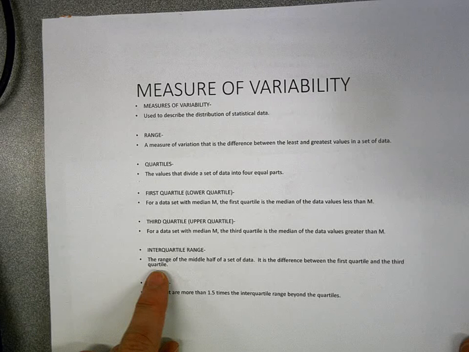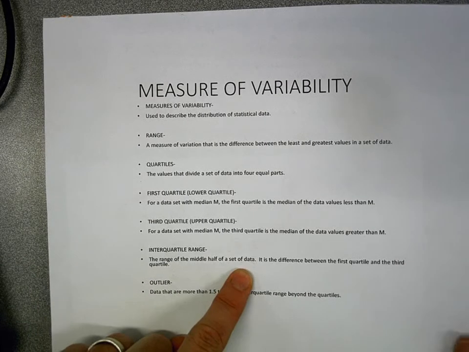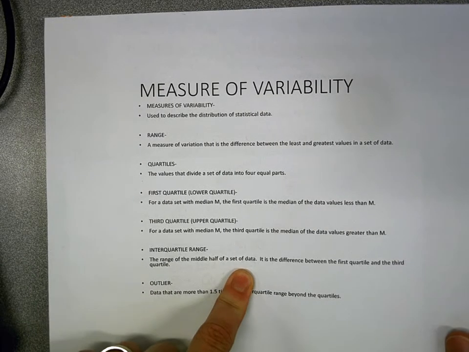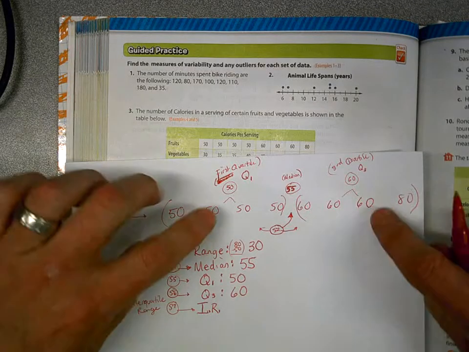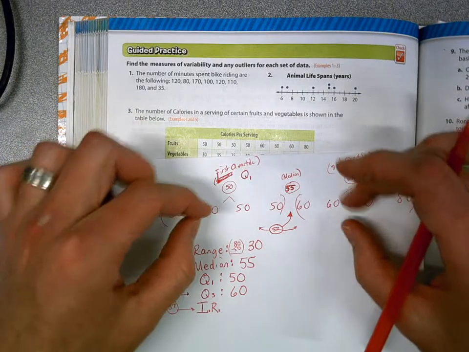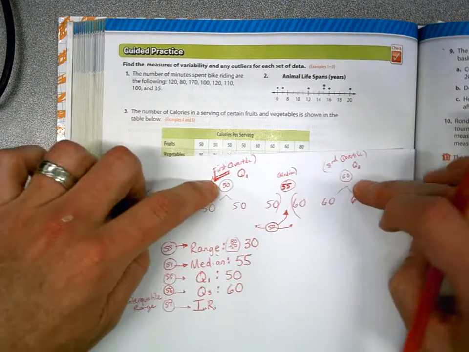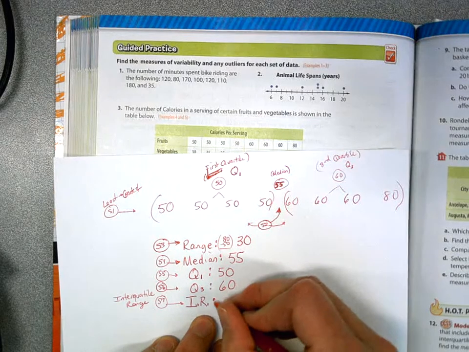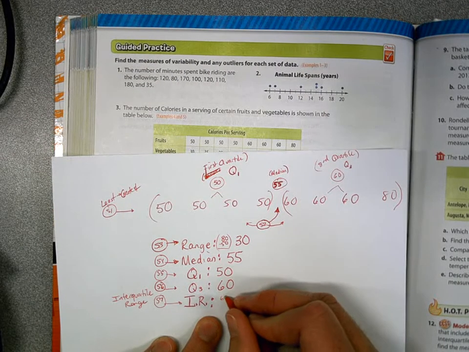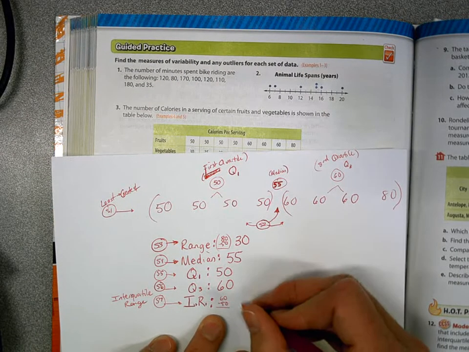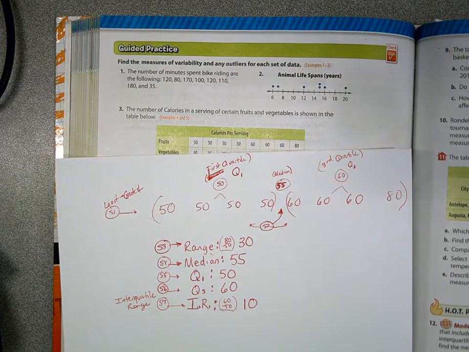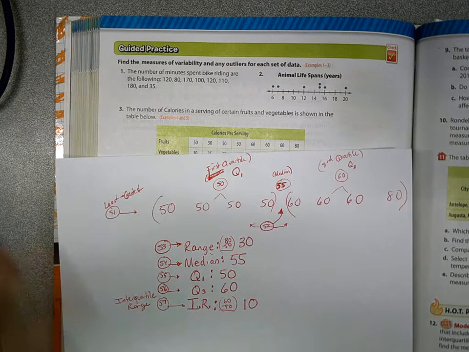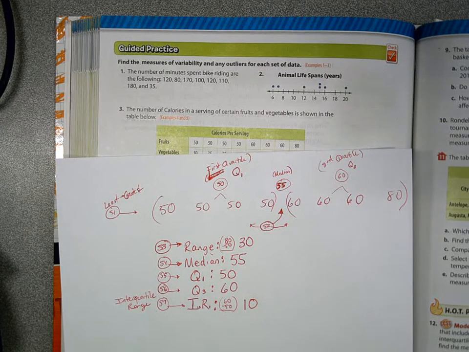Interquartile range. It says it's the range of the middle half of the set of data, but more specifically, it's the difference between the first quartile and the third quartile. So it's how far is it between these two? Remember I said it's the main chunk of data. It's in the middle. So for note purposes, write down 60 minus 50, right? Our interquartile range is 10. So the main part of our data is within 10 of each other. In this case, 10 calories, right?